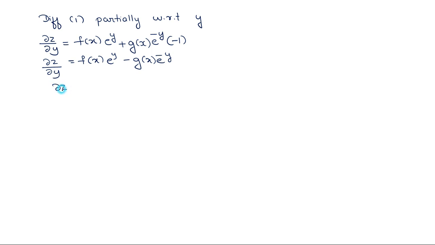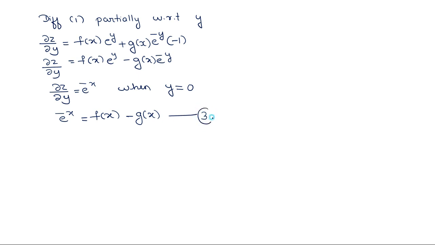Use the second condition, ∂z/∂y = e^(−x) when y = 0. On substituting, e^0 is 1, so it is f(x) − g(x) = e^(−x). Take this as equation number 3.